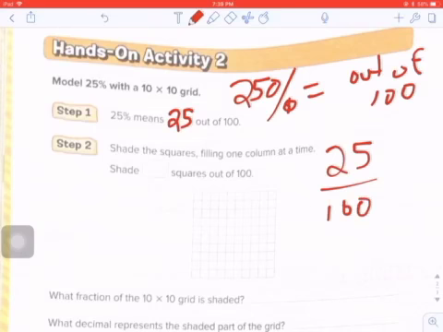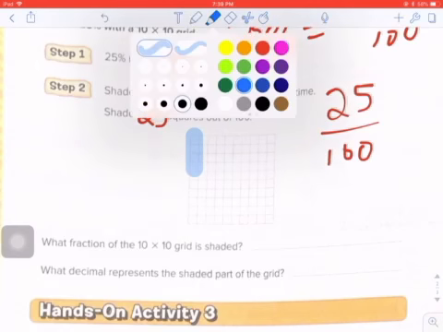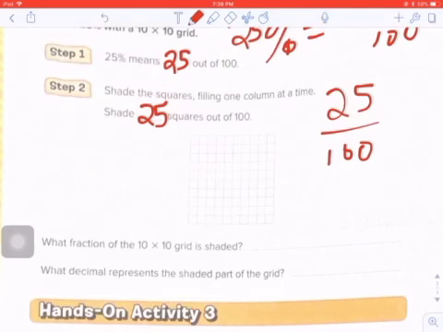You're going to shade the squares, just filling one column at a time. You're going to shade 25 of those. I don't know how to make that smaller. Oh, there we go. Just shade in 25 squares. I would do one column like that. That's 10. Another column is 20. And then just shade in 5 more. So you should have 25 shaded now.